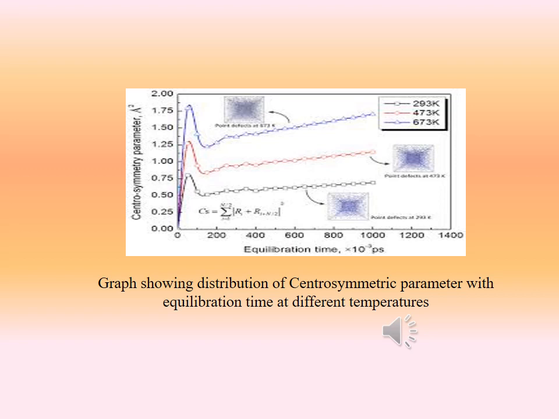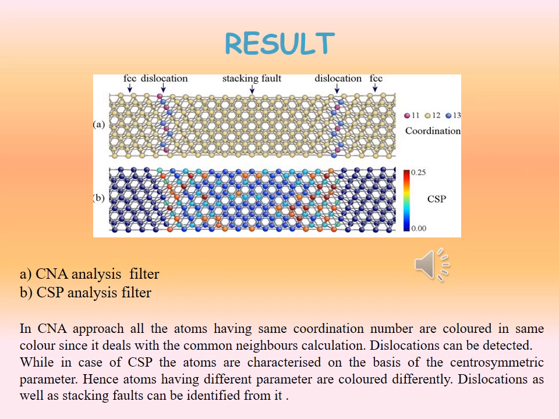Result. Figure A shows the plot generated using a CNA filter. Only the dislocations are differently colored, while Figure B shows the CSP plot. Here, in addition to the dislocation, we can also observe the stacking faults are also colored differently.